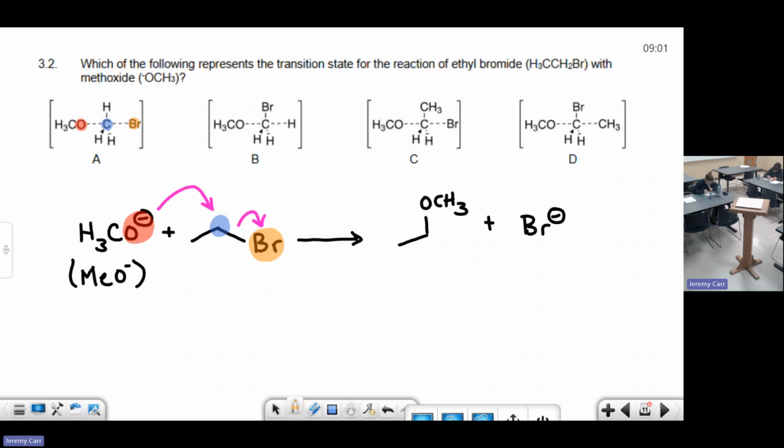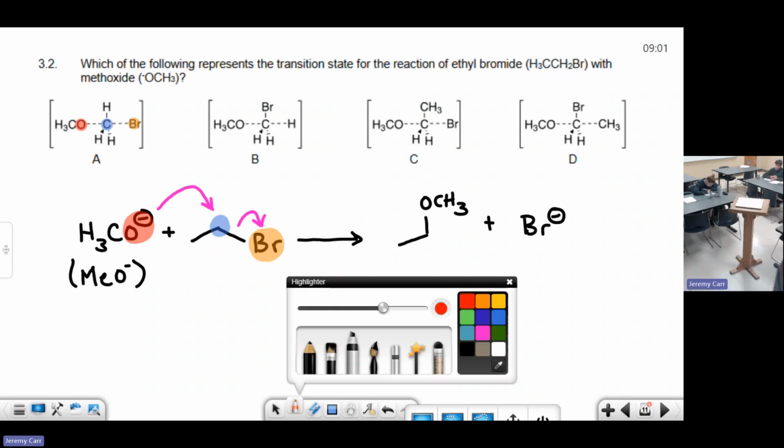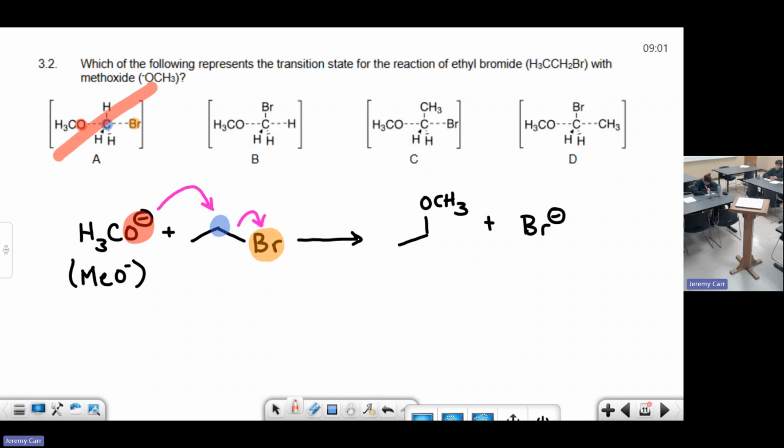Why isn't this our answer? Does anybody know? It's not because of the Br, this is okay. The shape and the positioning of everything is good. The problem is the electrophile. Look at the electrophile. The electrophile should be ethyl bromide. What do we have here? How many carbons do we have? Just one carbon. It's not ethyl, it's methyl. So this can't be our transition state. Nope, can't possibly be it. So A is out.